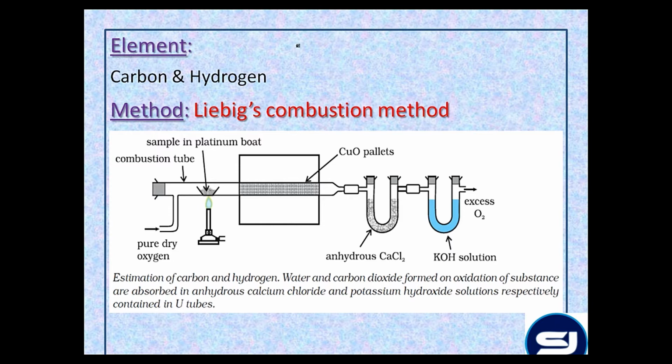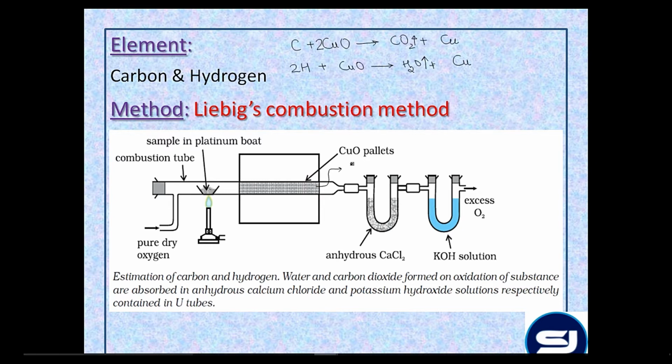The reactions which happen over here are: carbon is oxidized with copper oxide to form carbon dioxide, and the copper oxide is reduced to Cu. So the CO2 gas is liberated, and the ratio in which they react is 1:2. Then in case of hydrogen, the 2 hydrogen is oxidized by copper oxide to form H2O, and once again copper oxide is reduced to Cu. So the output from this copper 2 oxide pellets is CO2 and H2O.